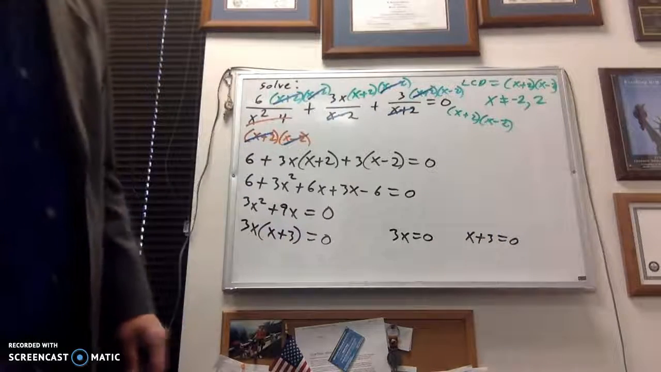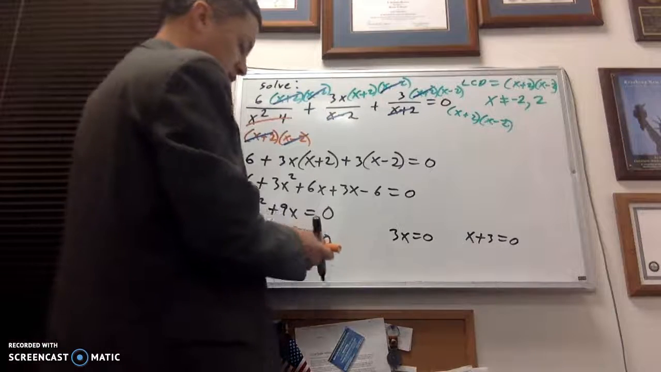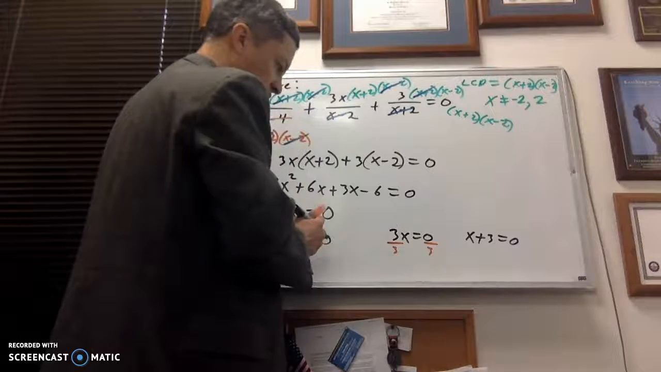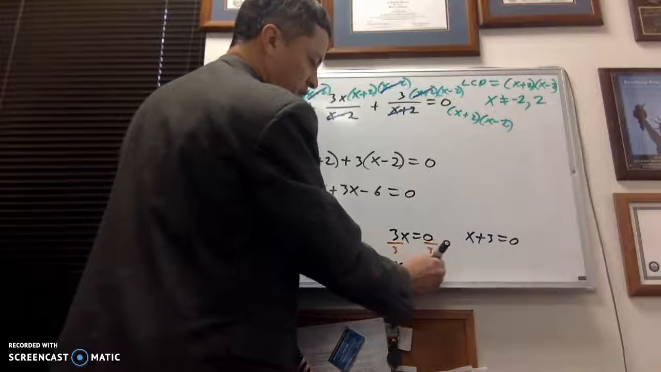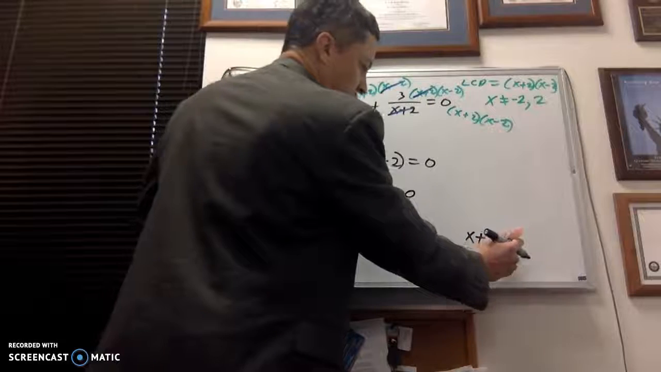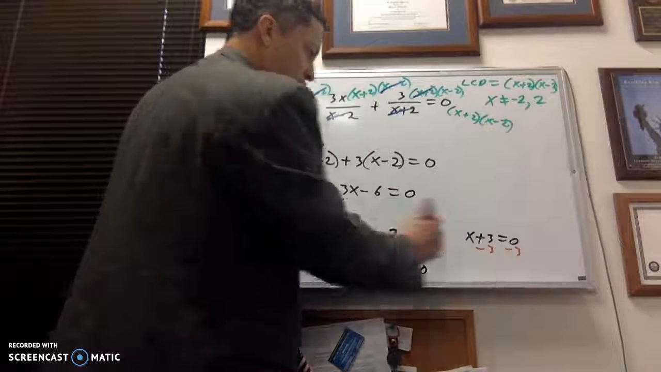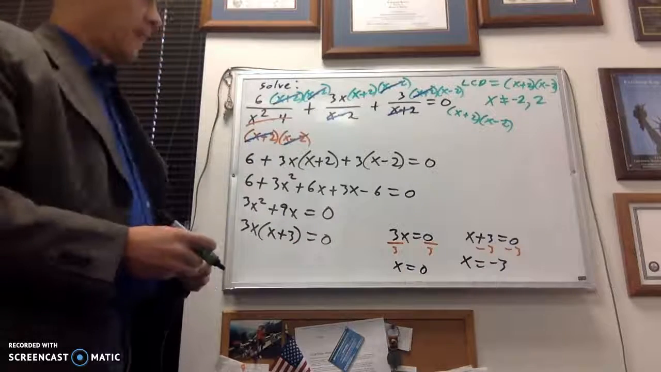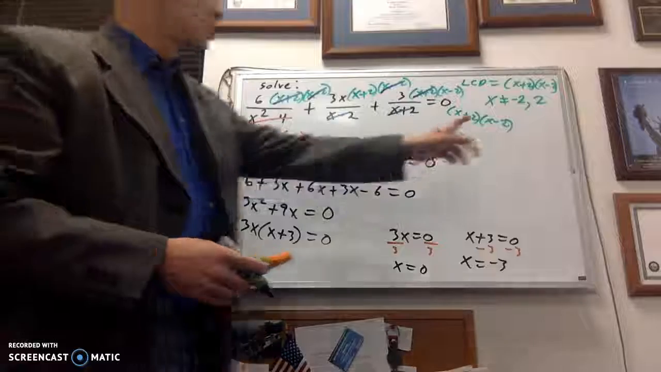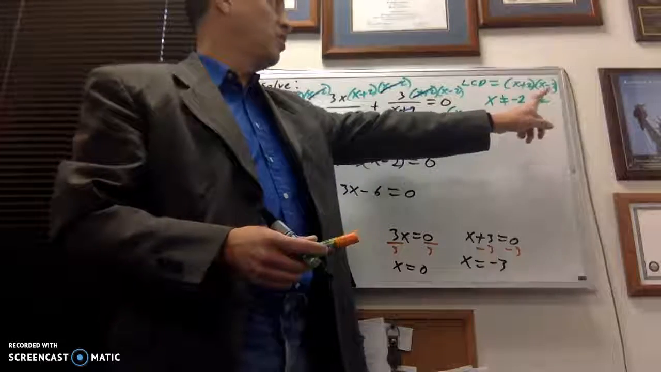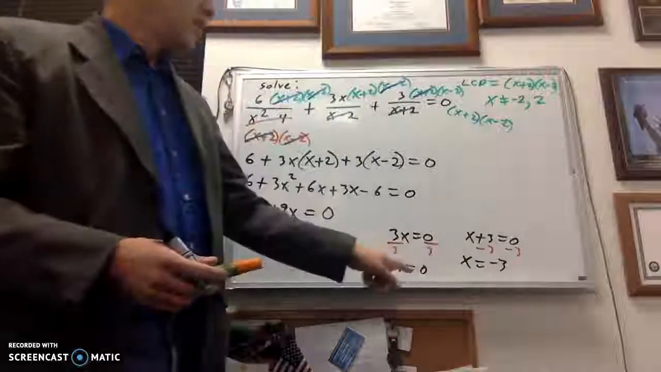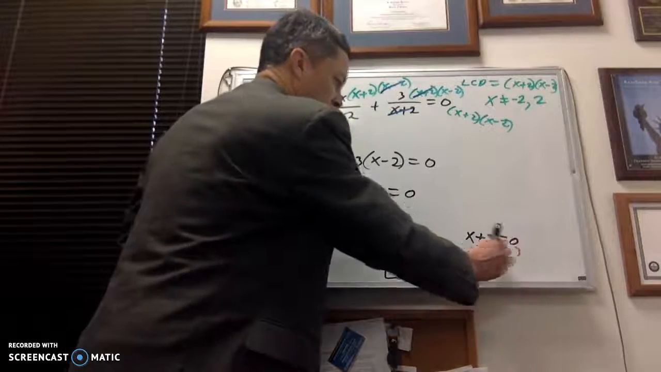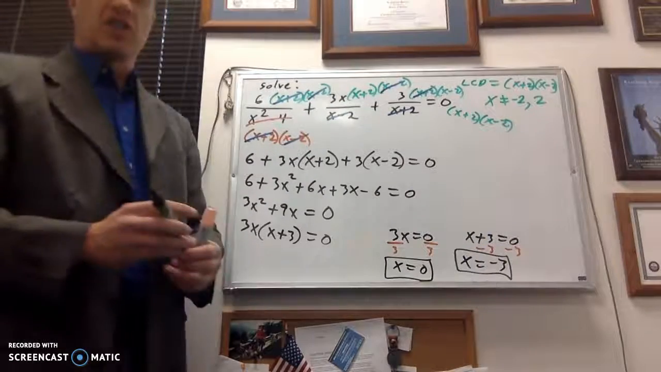Now on this first one, we're going to divide by 3, and that'll tell us that x equals 0. And over here, we'll subtract 3 from both sides, and this will tell me that x equals negative 3. Okay, so we've got to make sure to check our restrictions. We said that x could not be negative 2 or positive 2, right? So we're good there because my answers are 0 and negative 3. So I've got two answers for this problem.